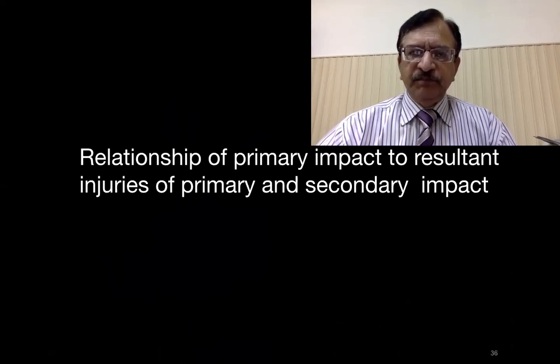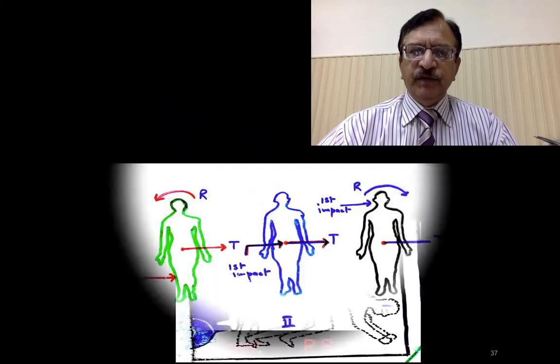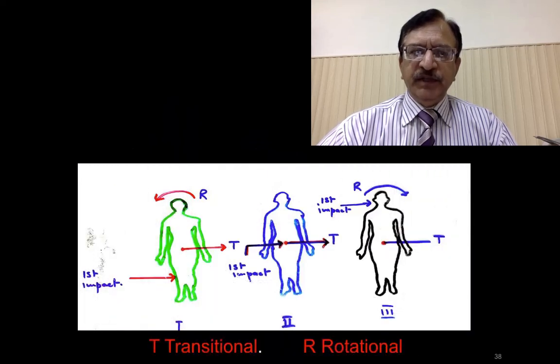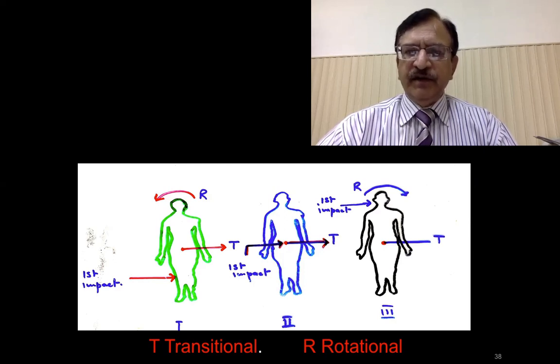So the relationship between primary and secondary impact: this shows pushing forward and translational movement only. This diagram shows that if the impact is below the center of gravity, the person will have a little translational but more rotational movement, rotated onto the vehicle. At the level of the center of gravity, there is only translational movement pushing forward. And if it is above the center of gravity, then there is translational forward and rotational forward in front of the vehicle.